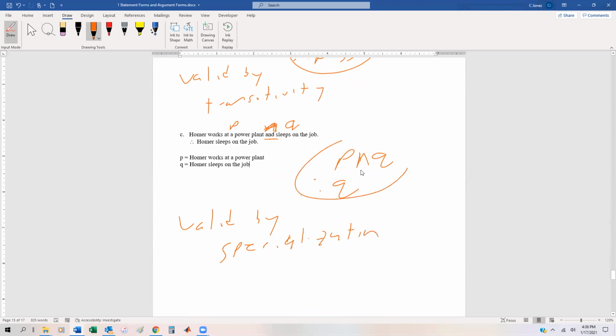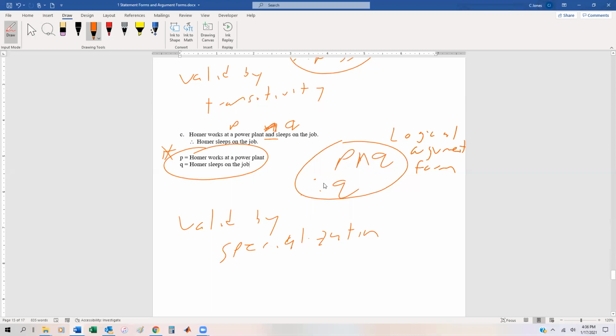All right, and again, we have to have the definition for P and Q, and we have to have the logical argument form. All right, so hopefully that helps you to understand how we can start using what we learned earlier with the truth tables to apply it.